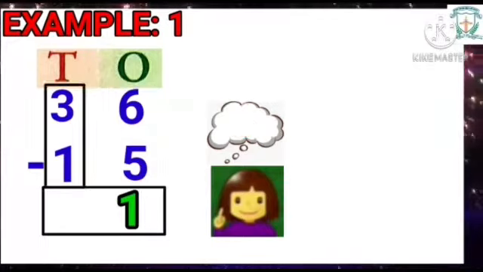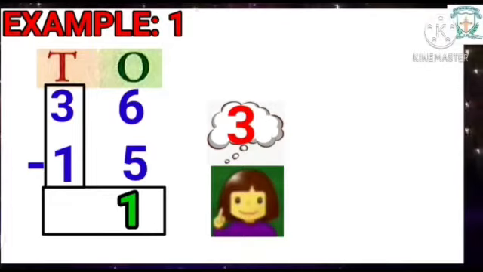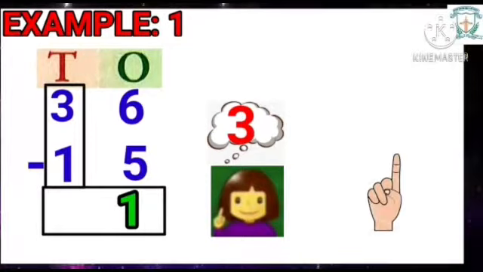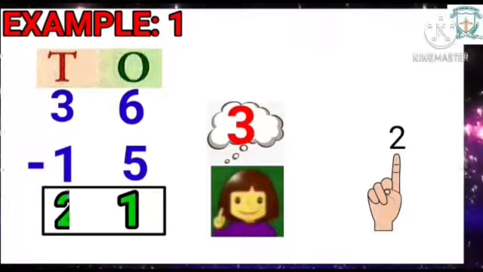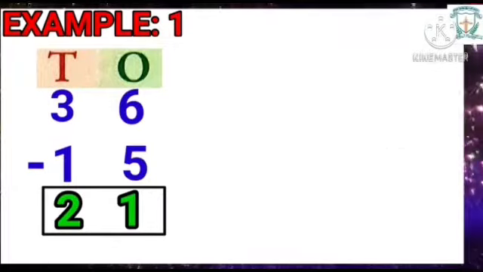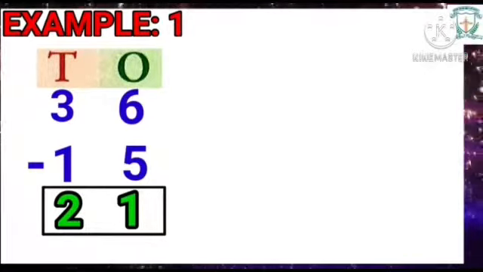Now we subtract the digits in the tens place. We subtract as 3 in the mind and 1 finger up. Before 3 comes 2. We write 2 in the tens place. So the answer is 36 minus 15 is equal to 21.